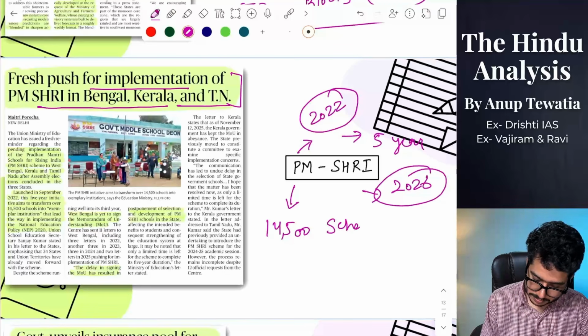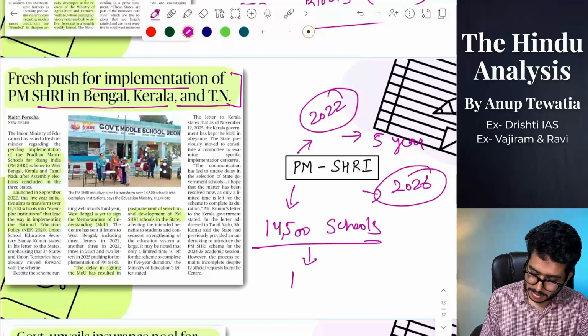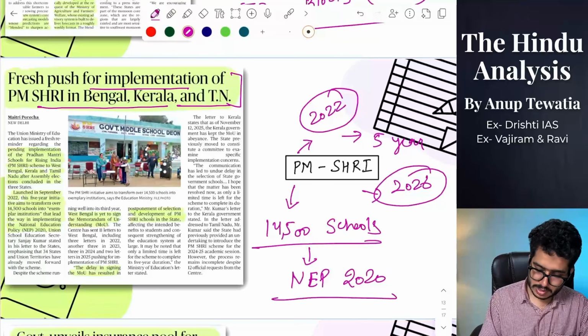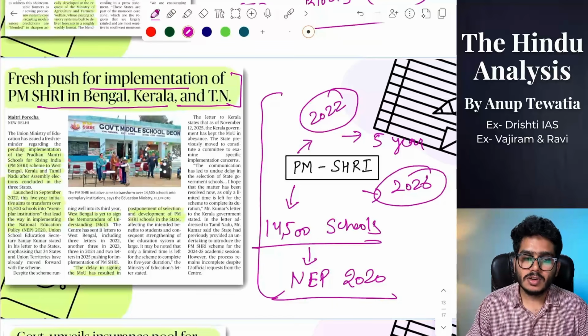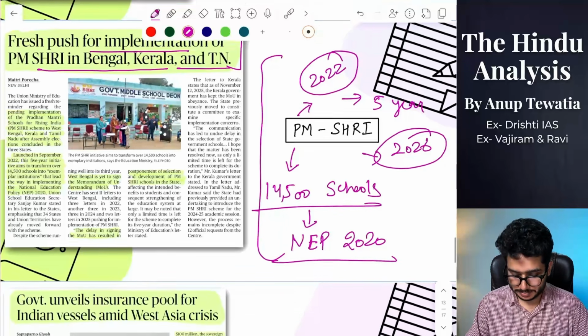The aim is to transform 14,500 schools, which will lead the way in implementing National Education Policy 2020. This is basically a scheme that upgrades a school's infrastructure and the level of teachers, so that the benefit can be given to the students.